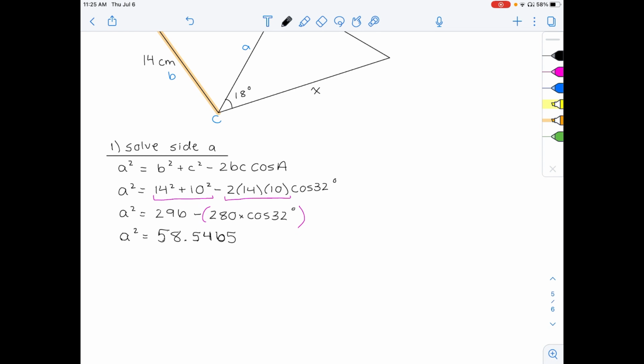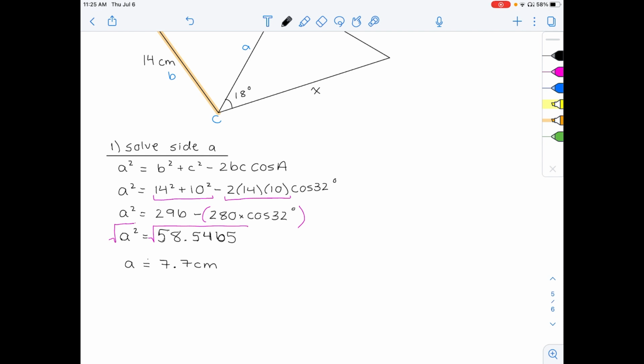If you're going to clear your calculator, make sure you put those 4 decimal places. Otherwise, I just leave the whole number on my calculator. Then the last step here is to take the square root of both sides because I want a, not a squared. So that gives me a is approximately equal to 7.7 centimeters.